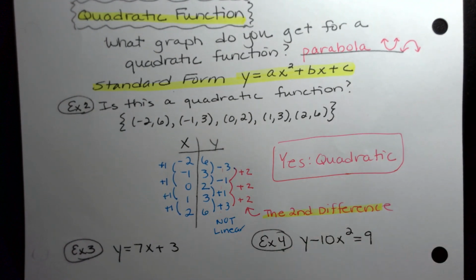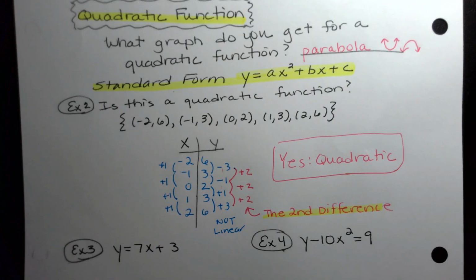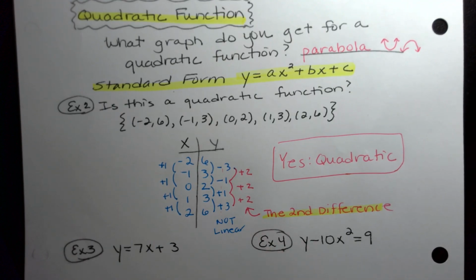Not a linear. It can't be both. It can't be curved like this and a line at the same time, so it's never going to work. If you get a linear here, you stop. It's linear. If you don't, you check it again and see if it's quadratic.